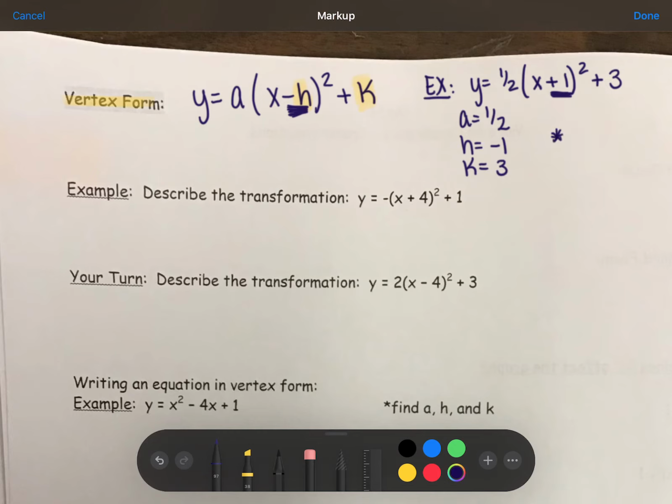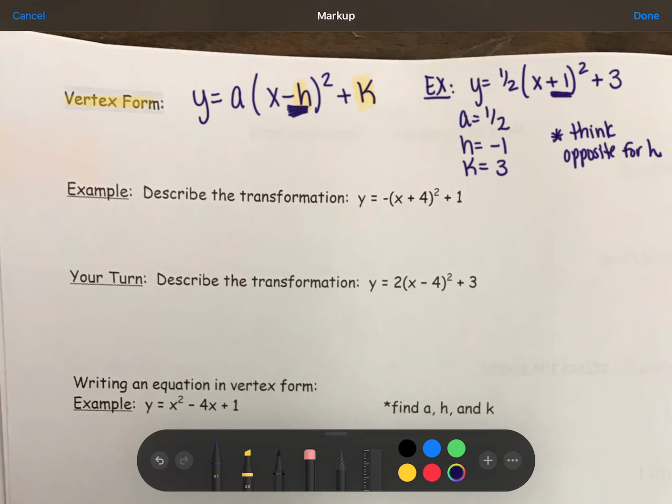So you might want to take a little note here. Think opposite when you're pulling your h out. Think opposite for h. Okay, so it looks like a plus 1, but it's really going to be a -1. And so then we can talk about 1/2 is making my graph wider, -1 shifts it to the left 1, and k makes that a up 3. So let's take a look at this example.